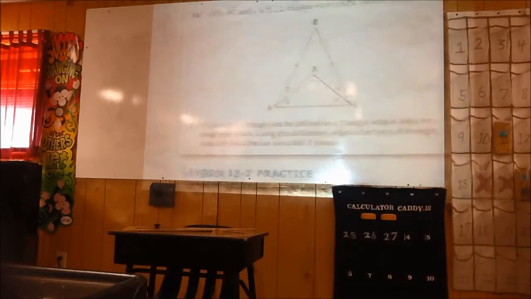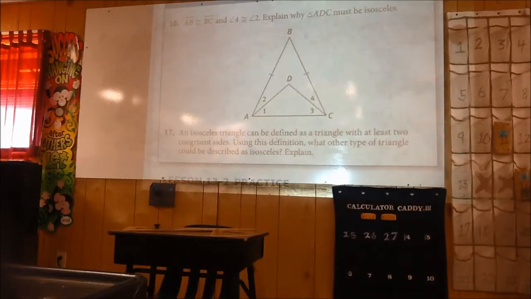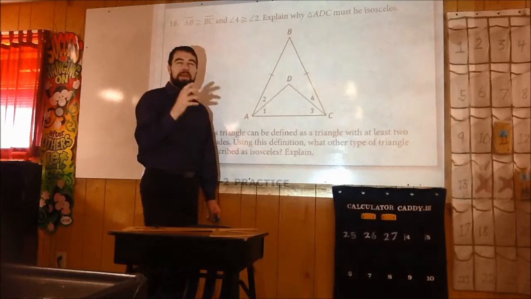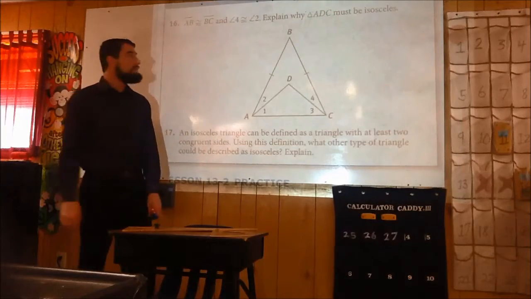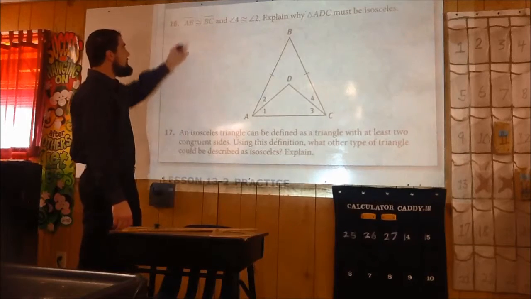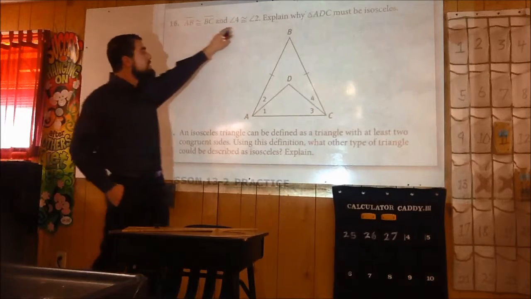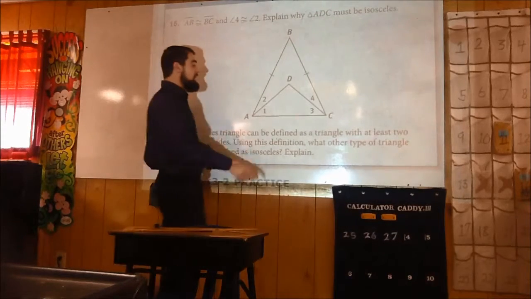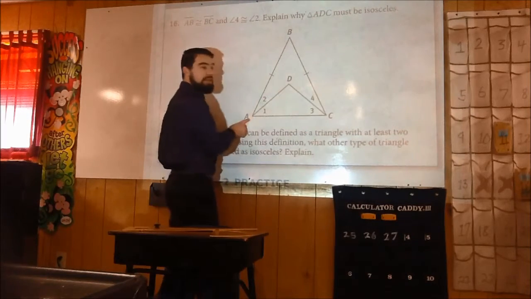So this is extremely similar, and you go about it the same exact way. It's just the steps near the end are a little bit different. So it tells us that these two segments are congruent and also these two angles are congruent. We need to somehow show and explain that triangle ABC is isosceles.